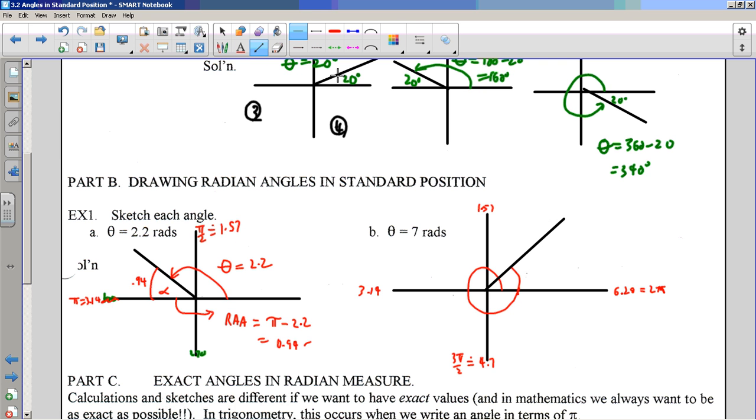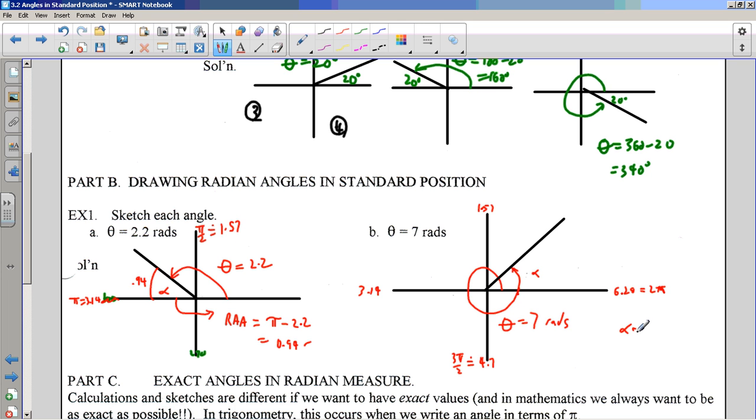Right? So how do I figure out, I'm going to label that before I go on. There's theta, which is 7 radians. So what's the related acute angle? What's this little bit in here? How would I figure that out? Well, I know it's going to be 7 radians, subtract the 1 spin.